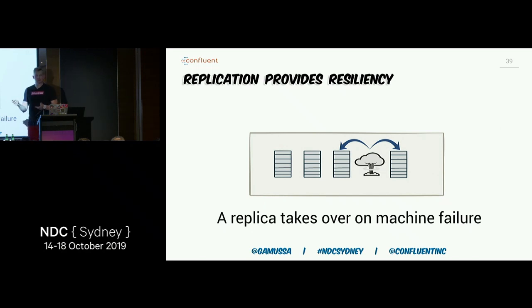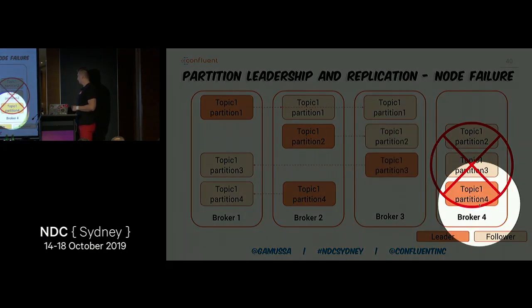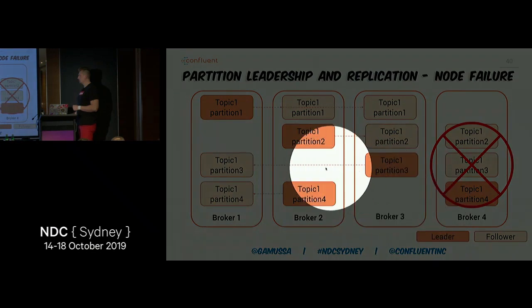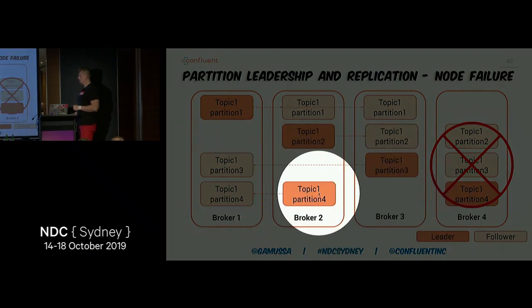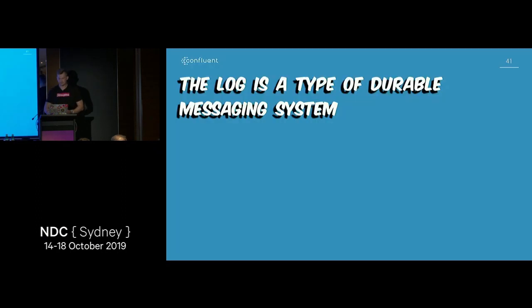If a replica goes down, if one of the nodes goes down, what's going to happen? Some of these follower replicas will take over the responsibilities of the leader. As you can see here, we have this partition number 4 that was stored on node number 4. So what's going to happen is the replica of partition number 4 from broker number 2 will take over responsibility as leader. There are different things that can be configured, different acknowledgement mechanisms, which can be set from the producer side or consumer side.